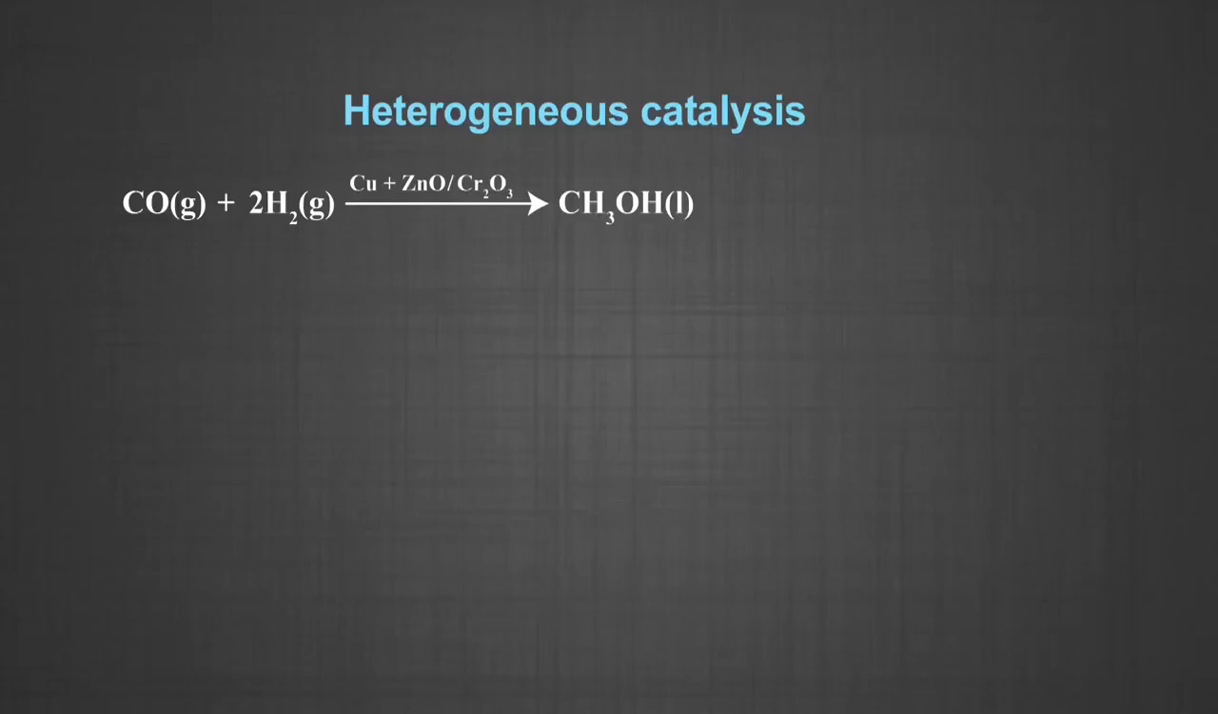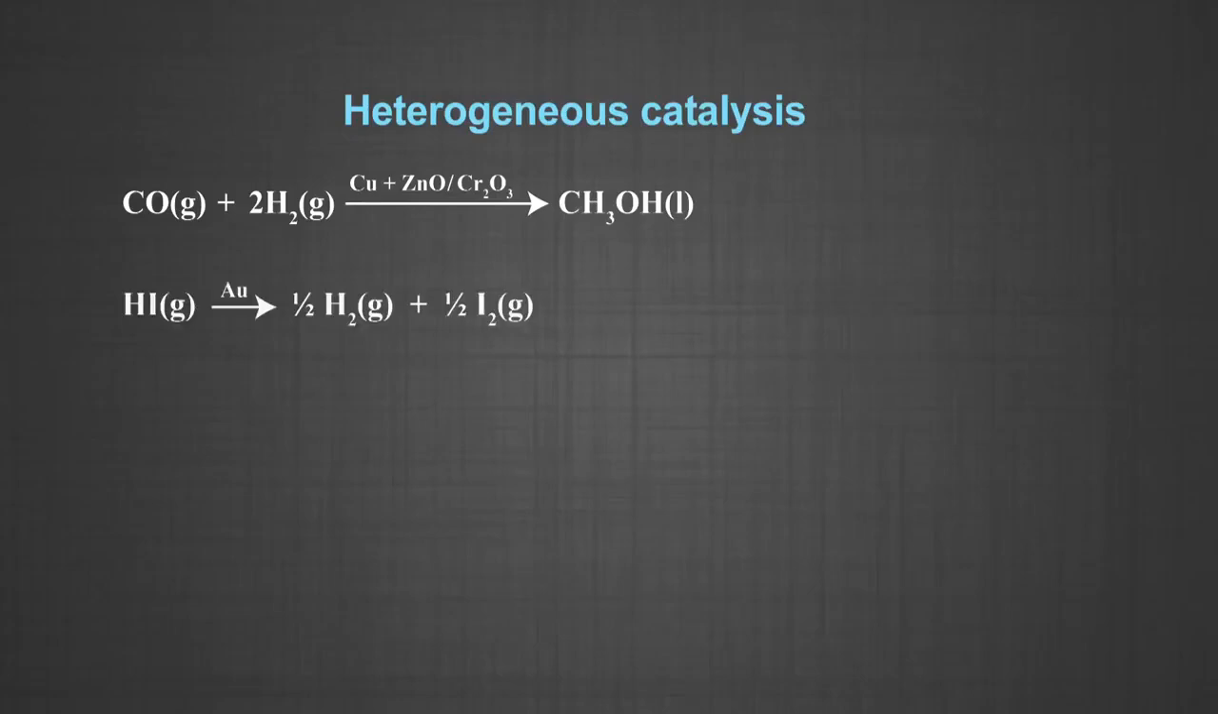Number 6, the chemical equation given shows the reaction between carbon monoxide and hydrogen to give methyl alcohol in presence of copper and zinc oxide as catalyst and chromic oxide as promoter. The reactants are gases and the catalyst and promoter are solids.